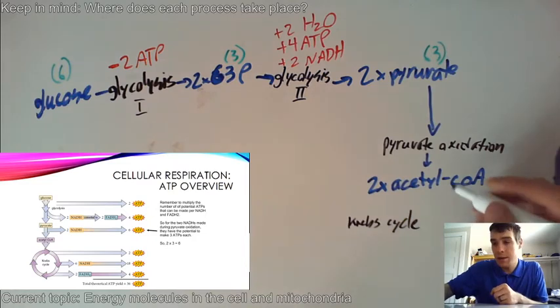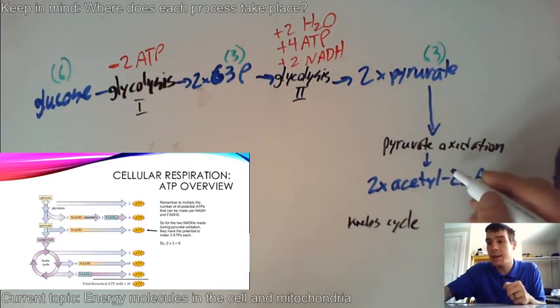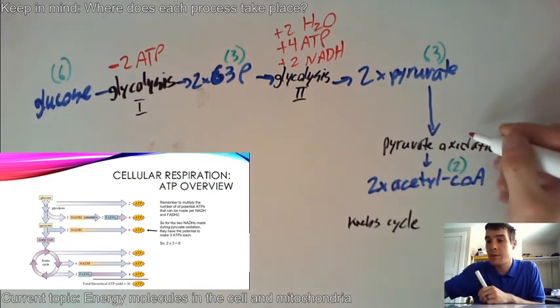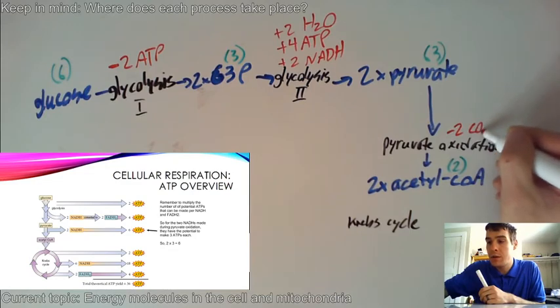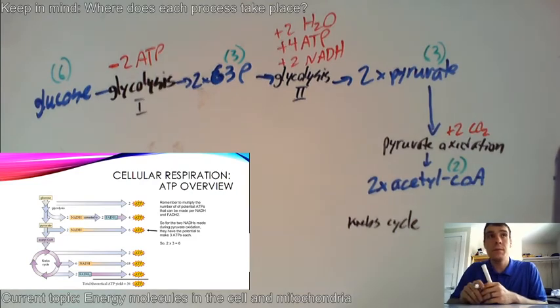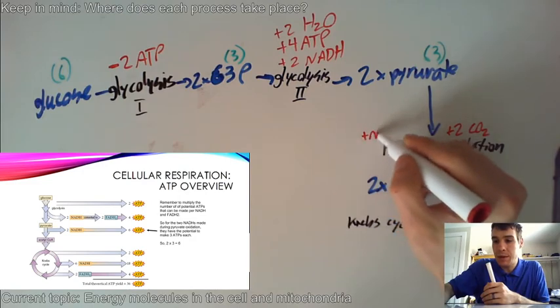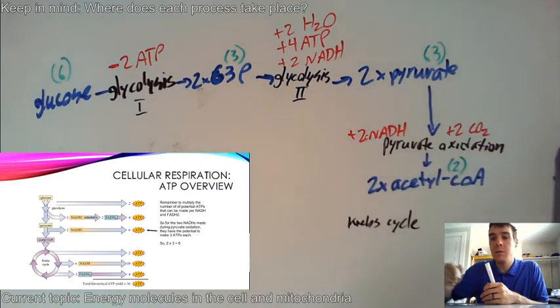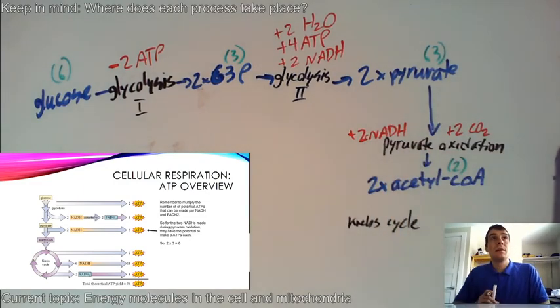But acetyl-CoA, your cognate there is acetic acid or vinegar. It's got 2 carbons, so it's a 2-carbon structure, which means that we've lost 1 carbon for each pyruvate, or 2 CO2s overall. So there's a -2 CO2 here, or I guess +2 because we're making 2 CO2s. And each CO2 we make, we also make an NADH. So there are 2 NADHs that get made during pyruvate oxidation as well.